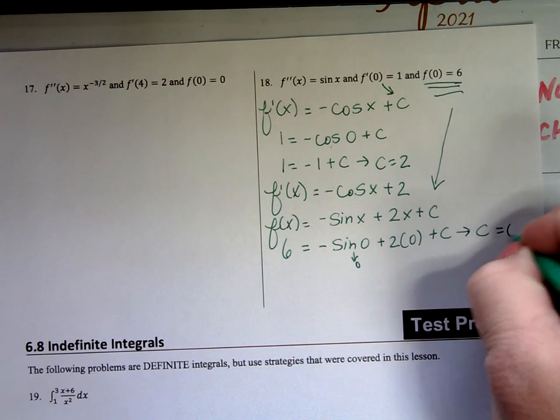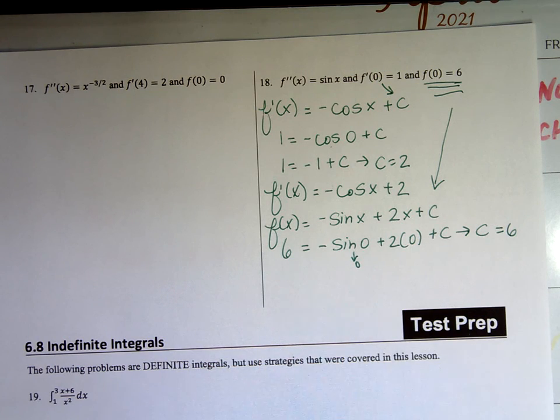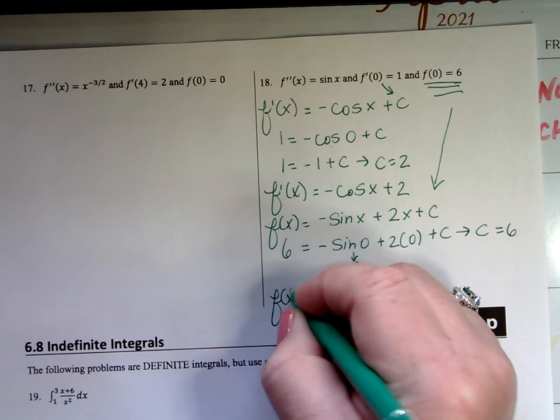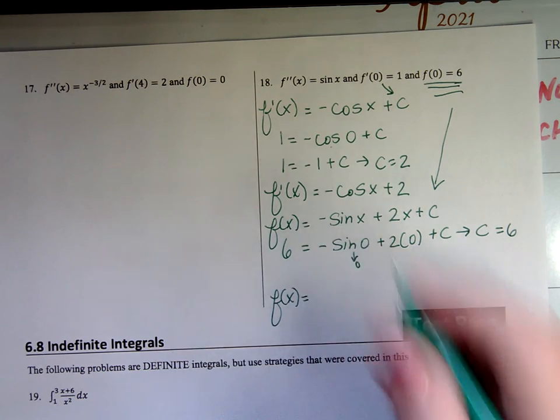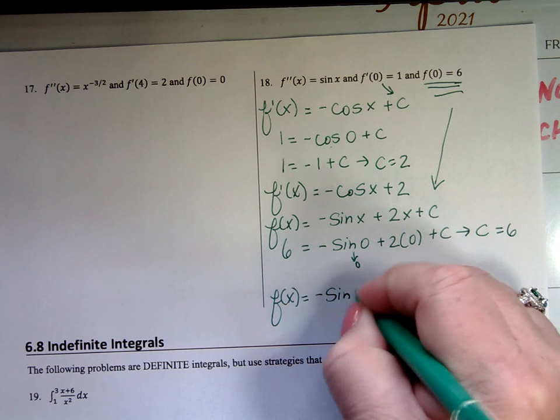And if c equals 6, then I can tell you exactly what my function is. The function is negative sine of x plus 2x plus 6.